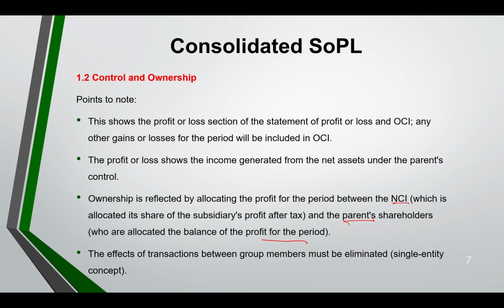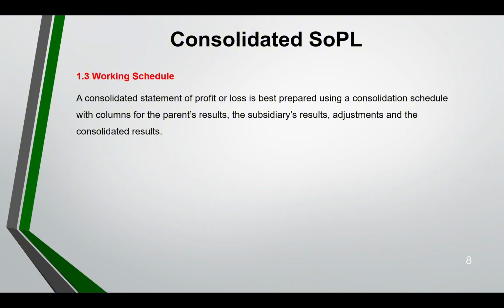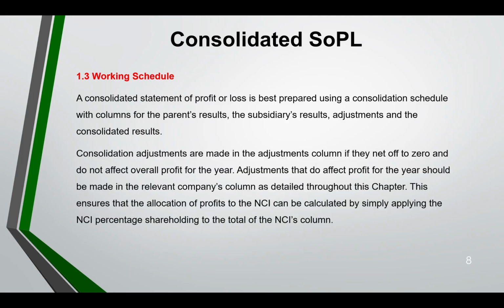Then any intragroup transaction, eliminate, because intragroup means any transactions between the group entities, from parent to subsidiary or subsidiary to parent. Either way, eliminate. Now, working schedule. Your statement of profit and loss you will prepare using columns, where you will have the parent's results in one column, subsidiary results in the second, and some adjustment. And finally, the consolidated results. Consolidation adjustments will be made in the adjustment column.